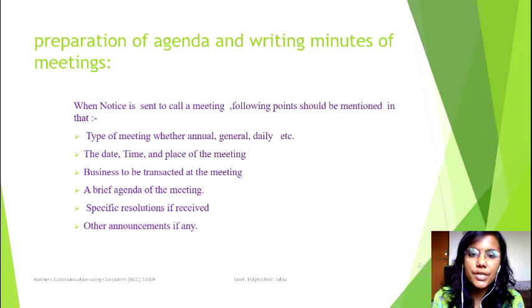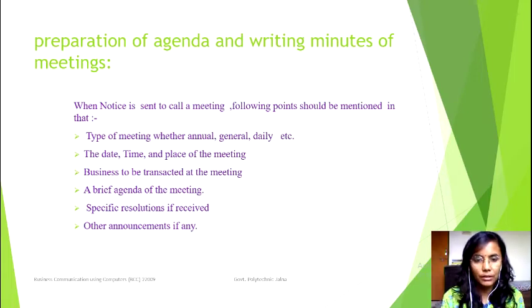Now, preparation of agenda and writing minutes of meetings. To call a meeting, before that you have to put the notice. While calling the meeting, you have to prepare the agenda, what you are going to discuss in the meeting, the points. Okay, so here the points I have given.